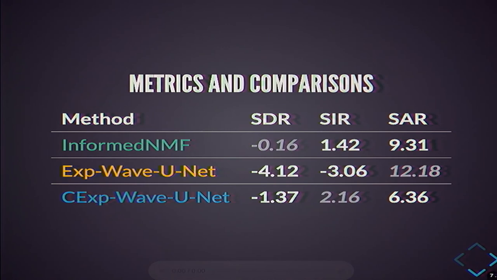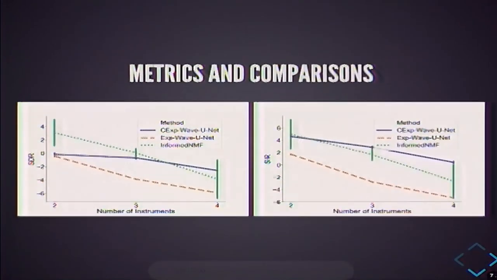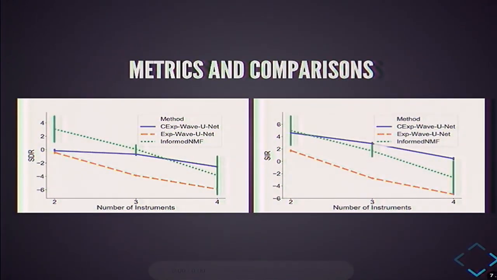factorization. And honestly, to our great surprise, our method outperforms it in terms of source to interference ratio and source to artifact ratio. The two models here are the first one with just multiple outputs, and the second one is the conditioned one. The difference is much more noticeable if you see how the task is performed with respect to the number of instruments. As the complexity increases, our model actually performs better than the baseline informed non-negative matrix factorization.